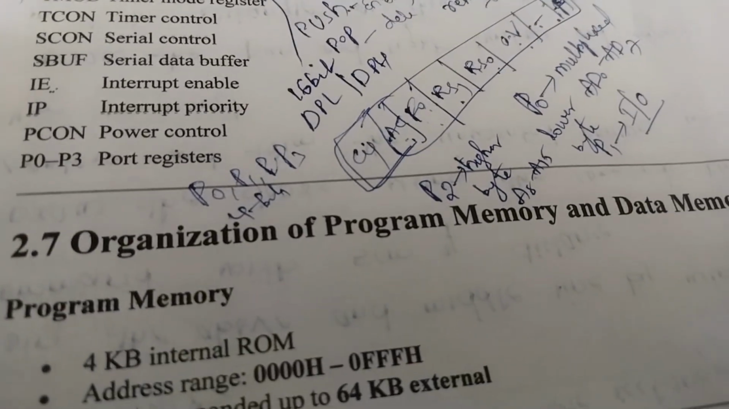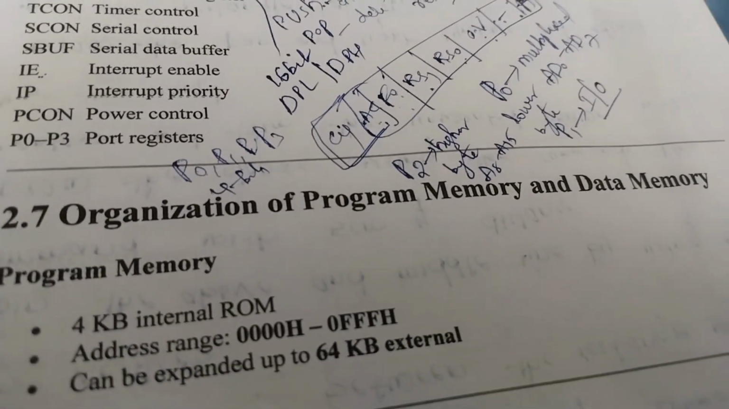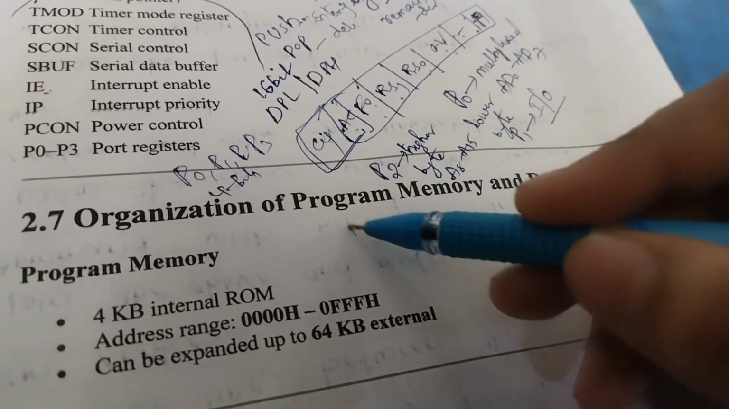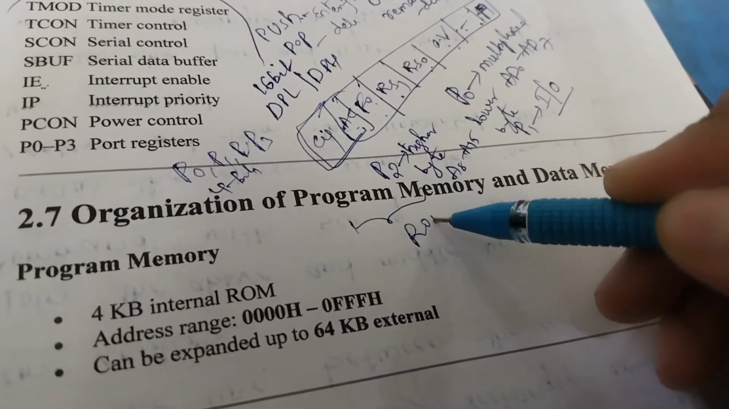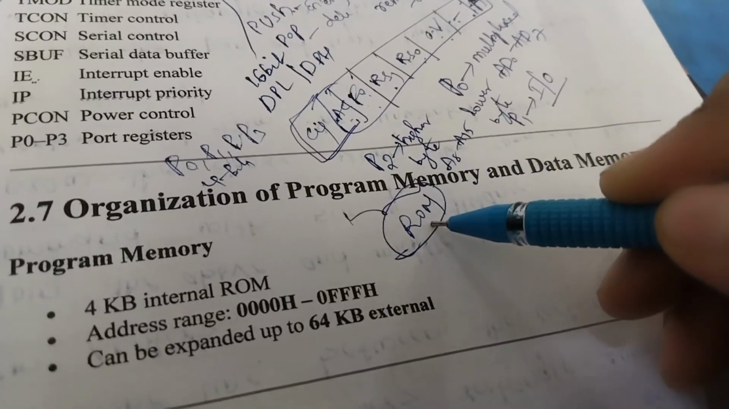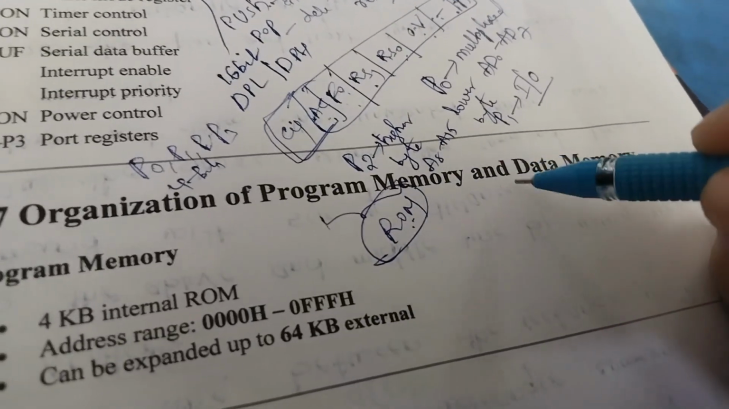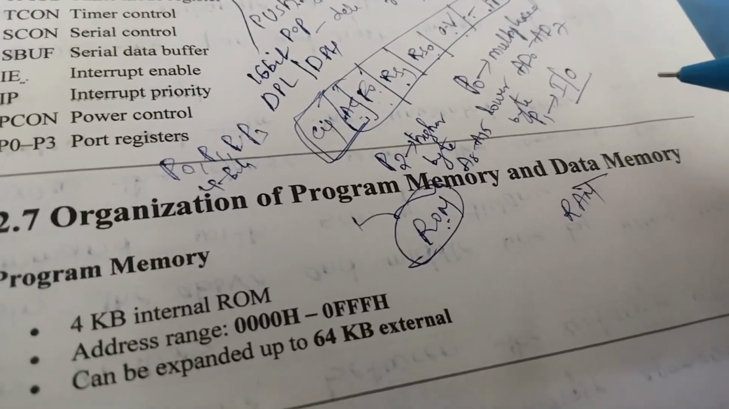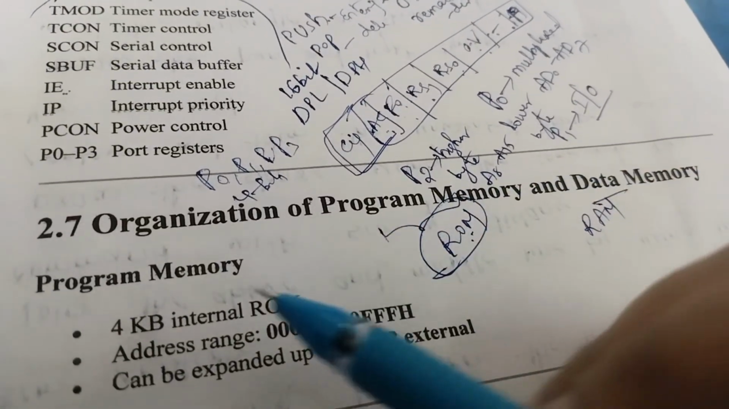Next we have another important question: organization of program memory and data memory. Program memory refers to ROM. Always the program is going to be stored in the ROM, read-only memory, and the data is going to be saved in the RAM, random access memory.